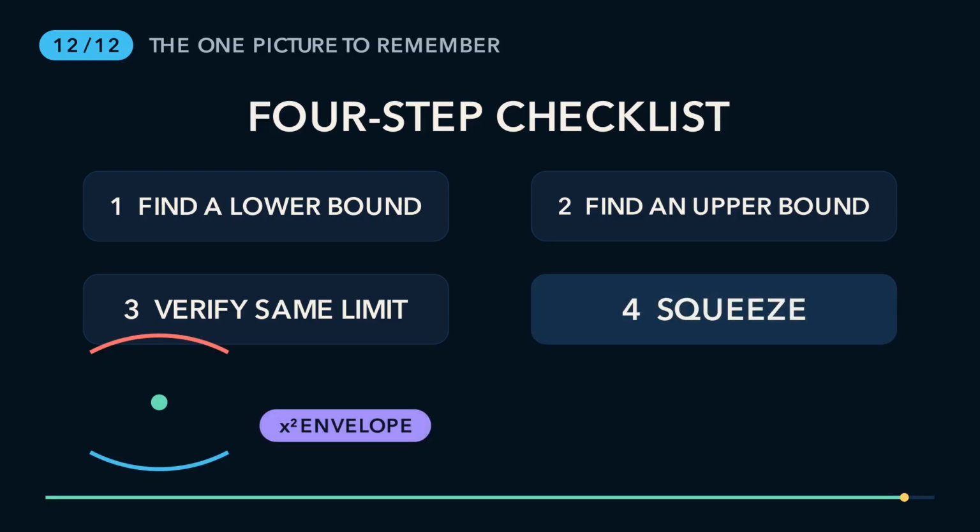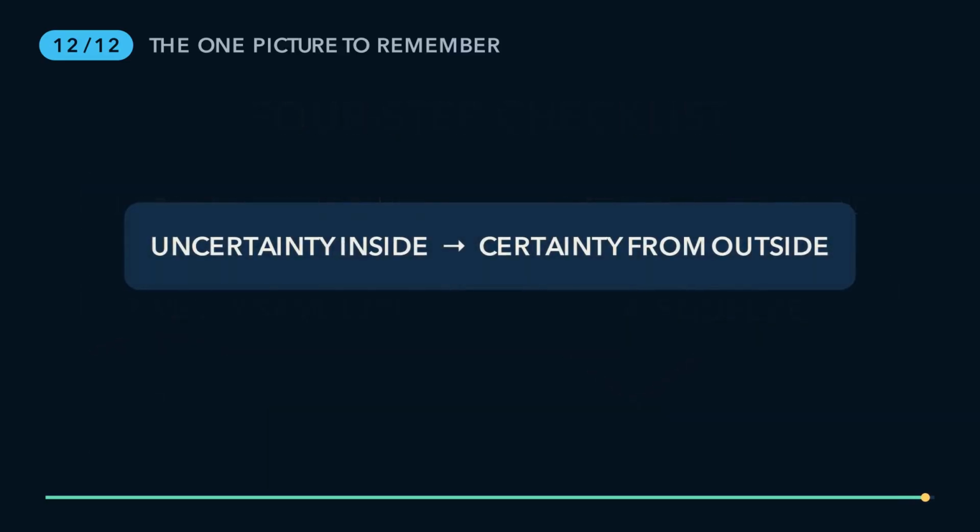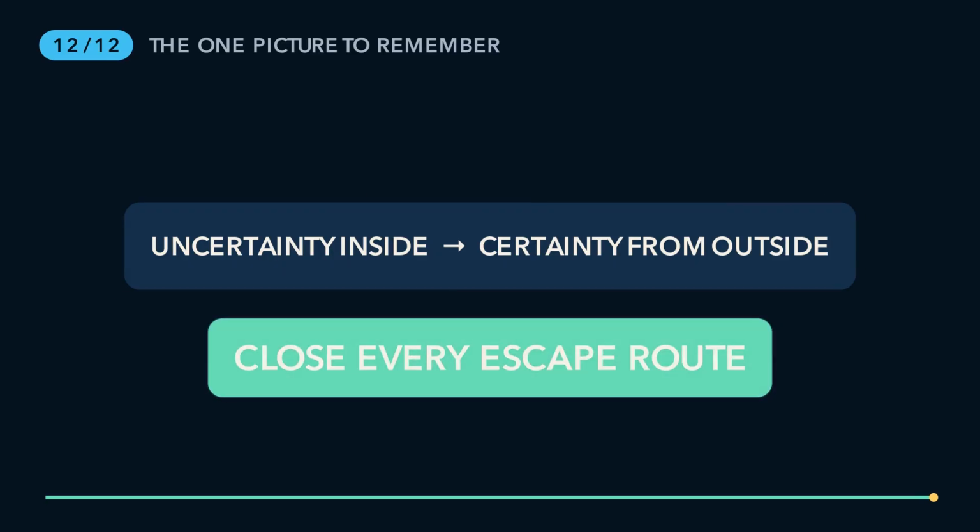For x squared sine of 1 over x, the parabolic walls closed at 0. For x sine of 1 over x, the absolute value walls did the same. The squeeze theorem turns uncertainty in the middle into certainty from the outside. You do not have to catch every wiggle, you only have to close every escape route.